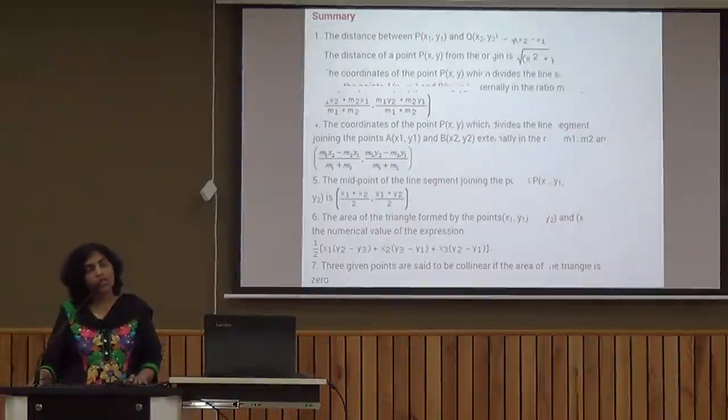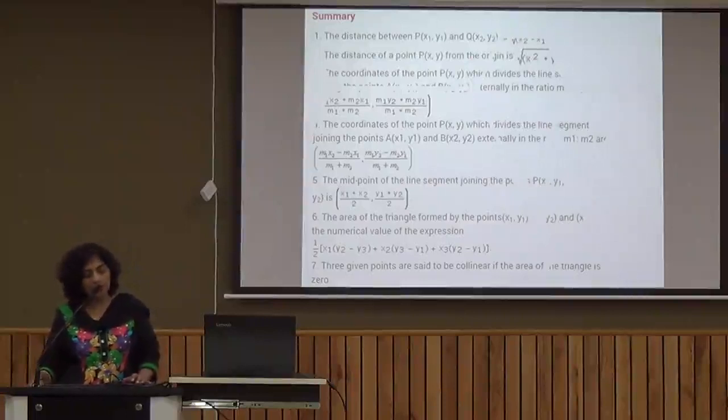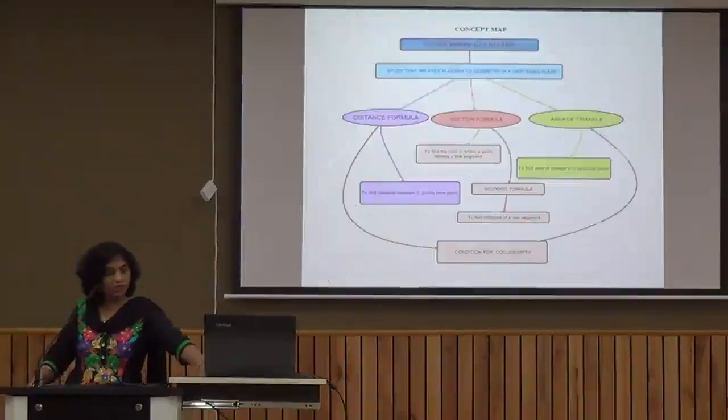The area of the triangle of the given 3 points is half x1 into (y2 minus y3) plus x2 into (y3 minus y1) plus x3 into (y1 minus y2). And the 3 points are said to be collinear if the area of the triangle is 0.